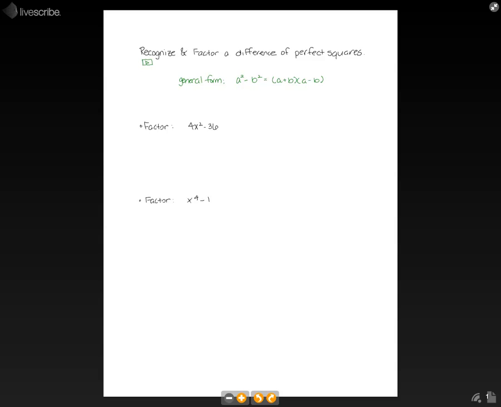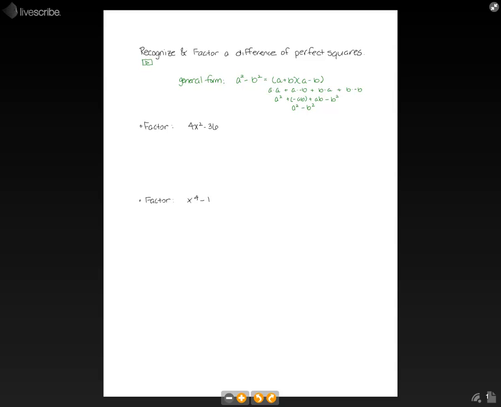And just to prove that that is true, if we do FOIL, which is first, outer, inner, last, we see that we have a times a plus a times negative b plus b times a plus b times negative b, which gives us a squared plus negative ab plus ab minus b squared, which gives us a squared minus b squared. So we see that they do, in fact, equal each other.